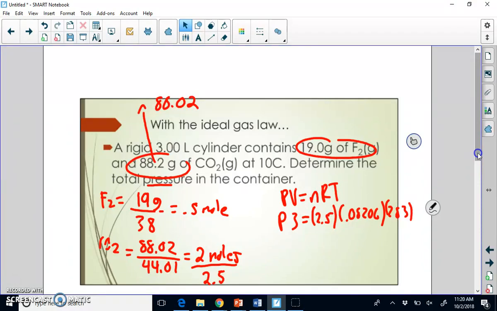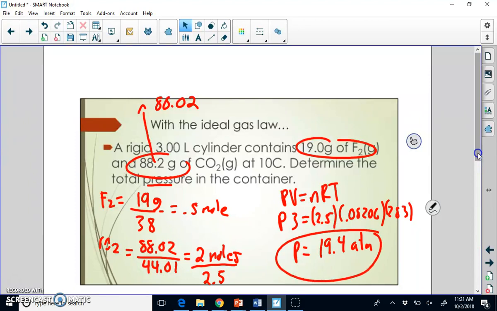So now this is some simple algebra. Let me put the numbers in my calculator. 0.08206 times 283, and then we divide by 3. And we get that the pressure is 19.4 atmospheres, I believe.